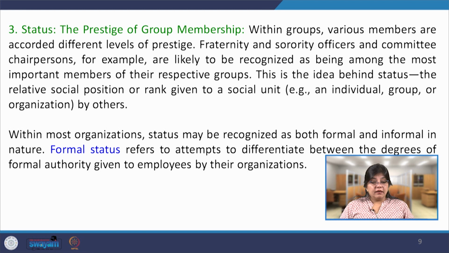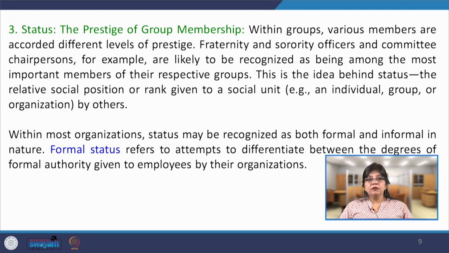Therefore, we can say that status is likely to be recognized as being among the most important members of any respective group. This can be defined as the relative social position or rank given to a social unit. It can be an individual, group or any organization.